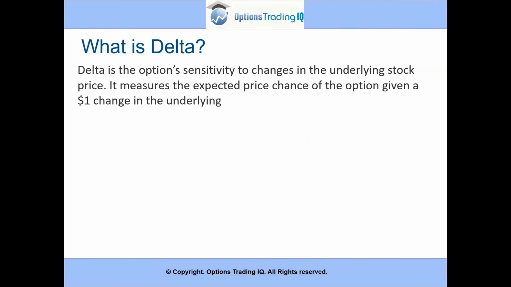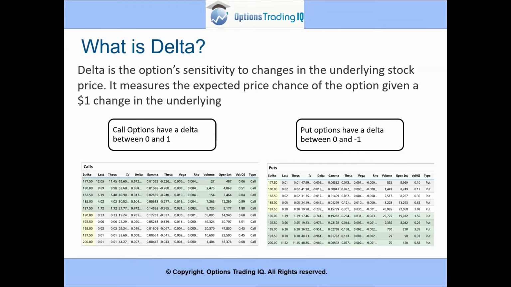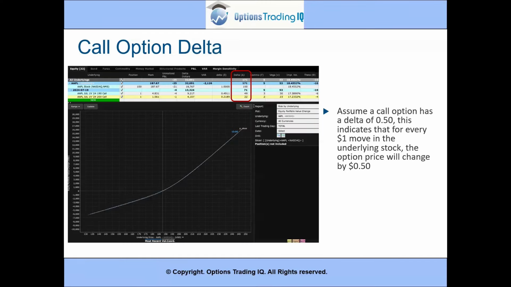Well, delta is the option sensitivity to changes in the underlying stock price. It measures the expected price change of the option given a $1 change in the underlying. So call options have a delta between 0 and 1, and put options have a delta between 0 and -1. Call option delta. So if we assume a call option has a delta of 0.50, this indicates that for every $1 move in the underlying stock, the option price will change by 50 cents.